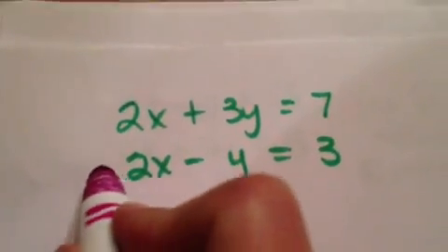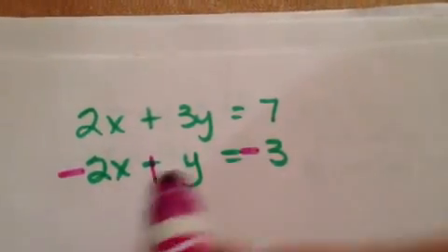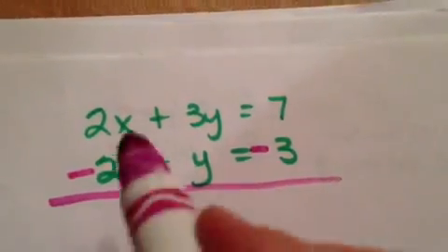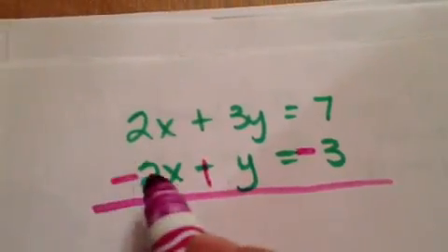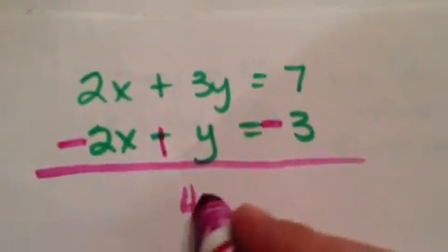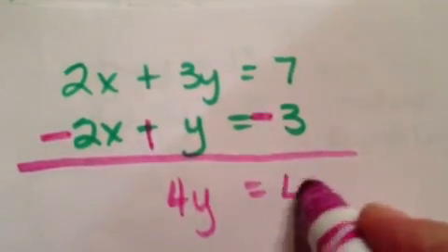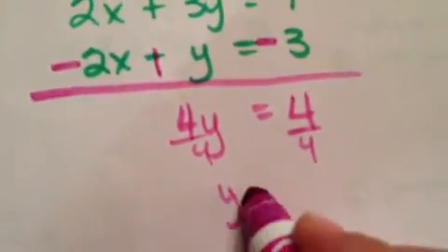But if I decide to change the sign of this one, I have to change the sign of everything. So notice I'm just going through and I'm going to change the sign of everything. So you have to be consistent. So now when I add these together, my x's are gone. They are eliminated. So I have 3y plus 1y, which is 4y. 7 plus a negative 3 is 4. So divide both sides by 4. So here you can see that y is 1.